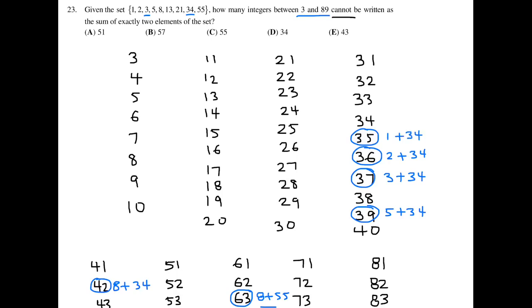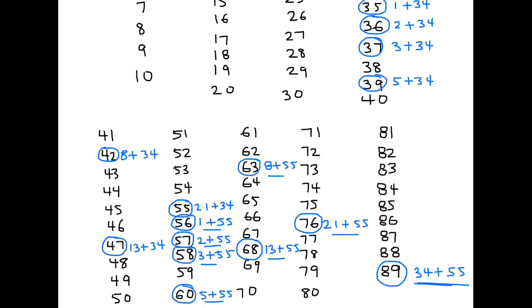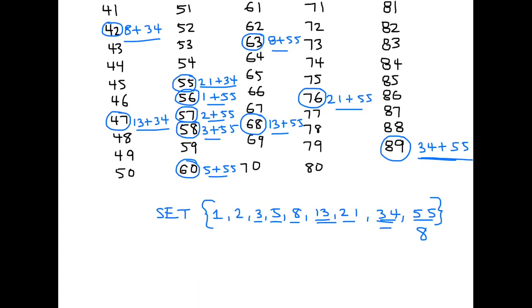So how many do we get for 34? We got 1 here, 2, 3, 4, 5, 6, 7. So we got 7. And if you keep doing this, I'll leave it up to you. You'll see that for each one, you'll get 1 less. You get 6 possibilities with the 21.